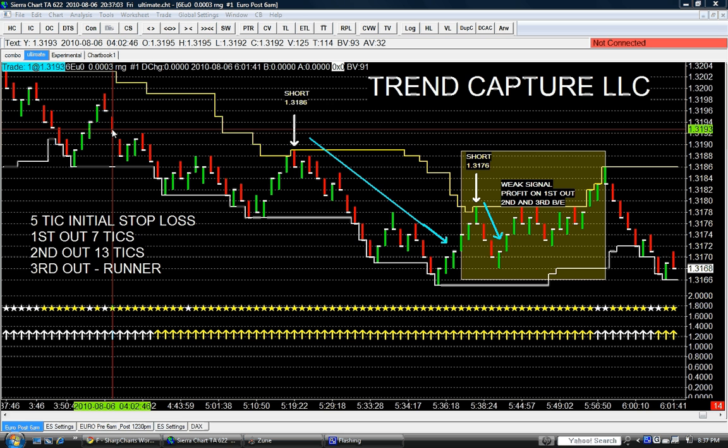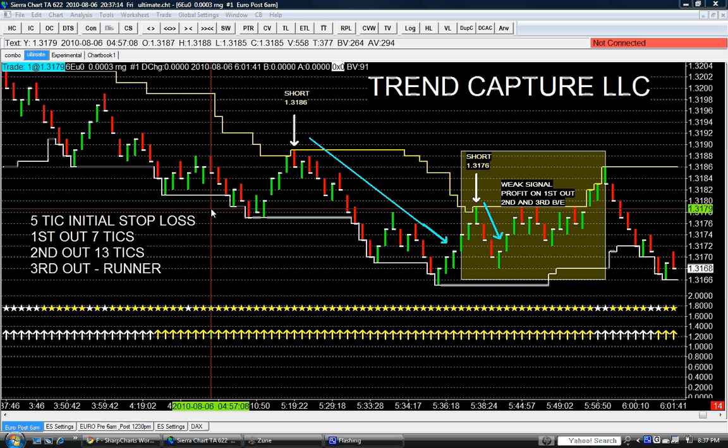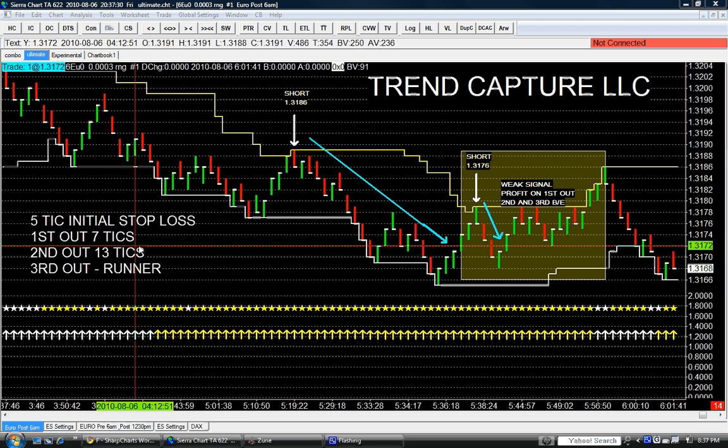Just to briefly go over how the system works, in case there are people who haven't seen the initial video. There's a 5-tick initial stop loss, which is very tight. The outs are set up in 3 separate outs. Your first out is going to be at 7 ticks, your second out at 13 ticks, and the third out is your runner. You're going to put in a 10-tick trailing stop on that and let the market take you out.